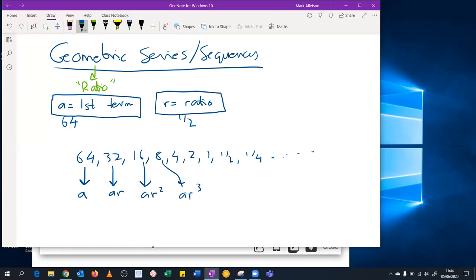So your job is to think of the nth term. That was the first term, that was the second term, this is the third term, this is the fourth term, etc. What would the nth term be? Have a think about that. Write it down in the chat if you think you know.